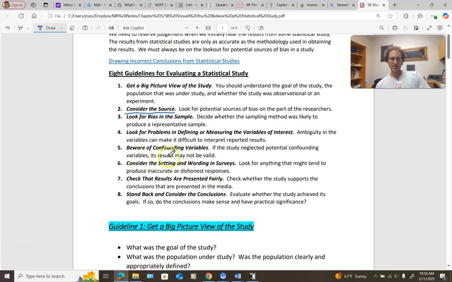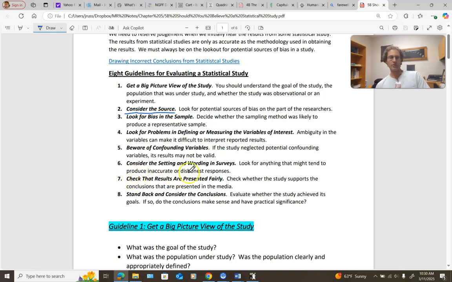Number 6, consider the setting and wording in surveys. This is very crucial. Both the setting and wording in surveys, guys, can elicit completely different responses. It says, look for anything that might tend to produce inaccurate or dishonest responses. So we'll talk about the wording in surveys and how that can yield completely different responses. You know, words have power. The way we put those words together has power as well. It's very influential in how we understand ideas.